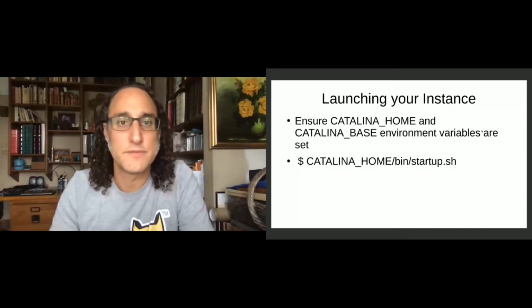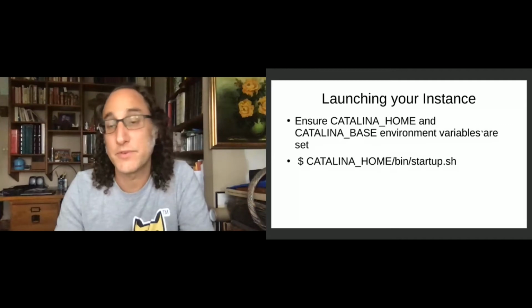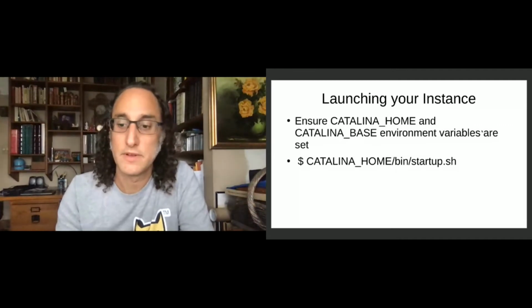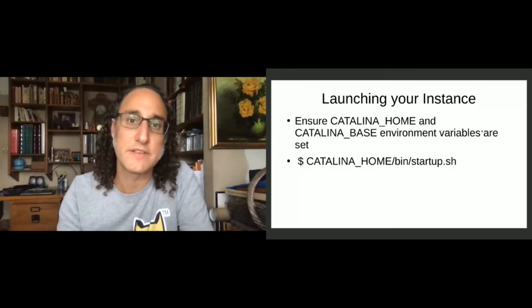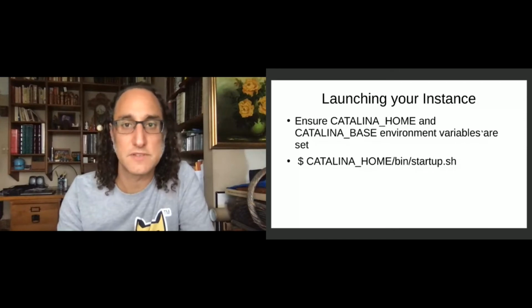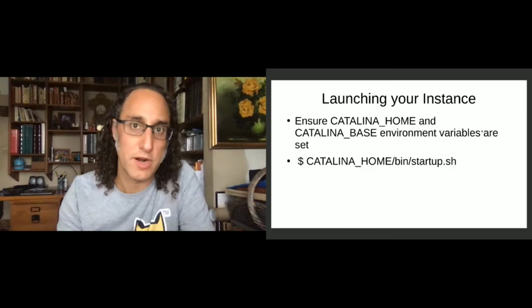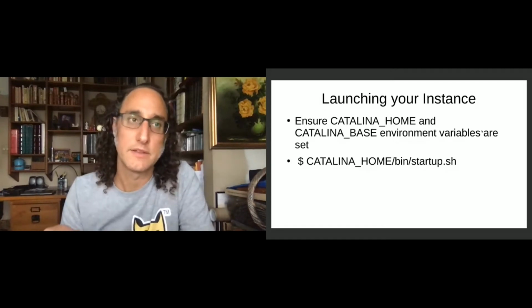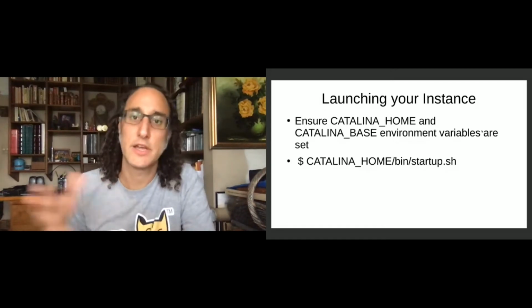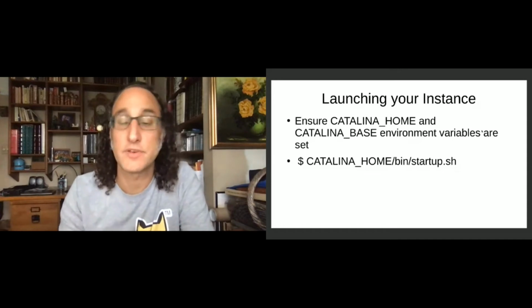To launch your instance of Tomcat, ensure that both the Catalina home and base environment variables are set, and then launch the startup script. It's just like you would if you did not have these two concepts split into one, except that you're sort of running the code out of two different places. You're running the Tomcat code out of one location and your application's code out of a different location.